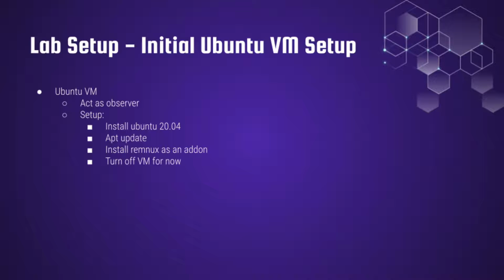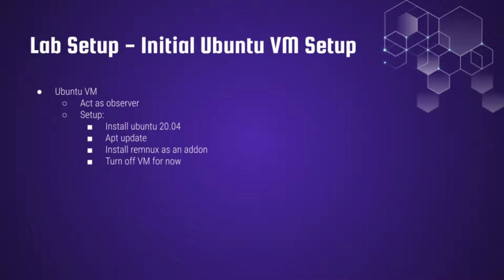The Ubuntu VM will act as the observer. We'll be using this VM to try and see what the malware does. We set up a VM with Ubuntu 20.04. We then updated the distro and installed Remnux as an add-on. Remnux is a Linux malware reverse engineering distribution which is built on top of Linux and includes a lot of useful tools. We don't need all of them and will only focus on a few that we used in the presentation, but there's plenty that you can do with it.